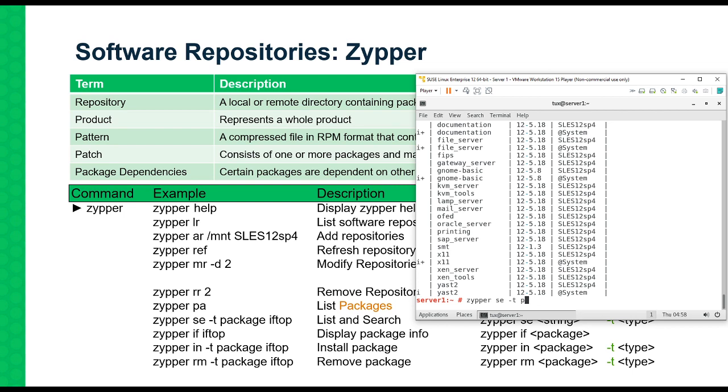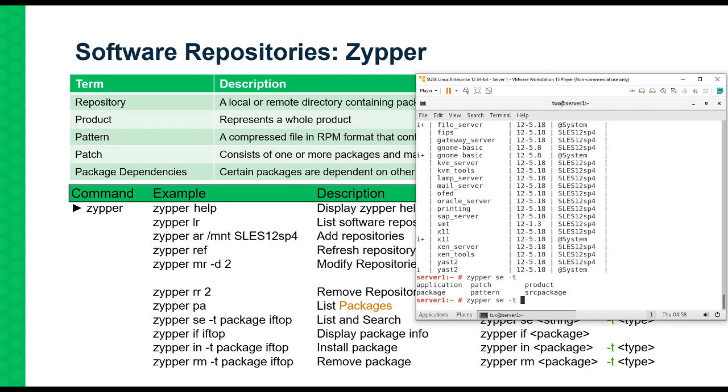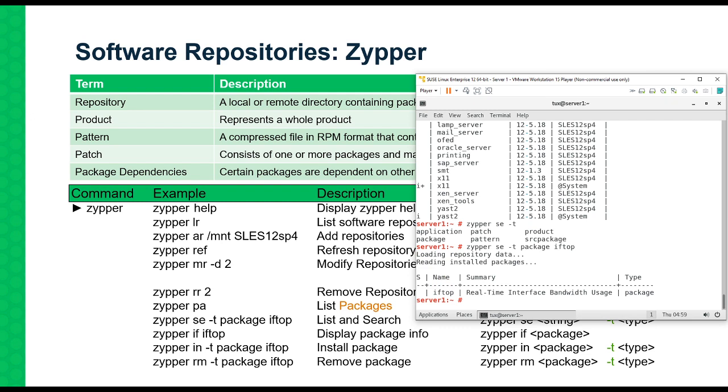I'm going to just show you. If you hit tab here, you will see what options are available to search for. So you go -T and you go tab, and it will show you. You can use any of the following descriptions. So we'll be using the package, and we'll look for iftop. And it found iftop. Very handy tool to monitor real-time interface bandwidth usage.